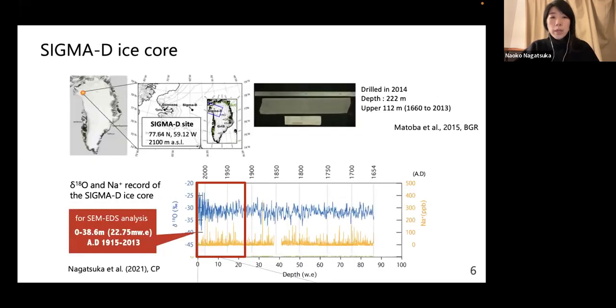The ice core we analyzed was drilled in the coastal ice sheet of northwestern Greenland, called the SIGMA-D site, in 2014. Total core length is 222 meters, and we estimate it's about 800 years old ice. And we analyzed the ice samples covering from 1915 to 2013.